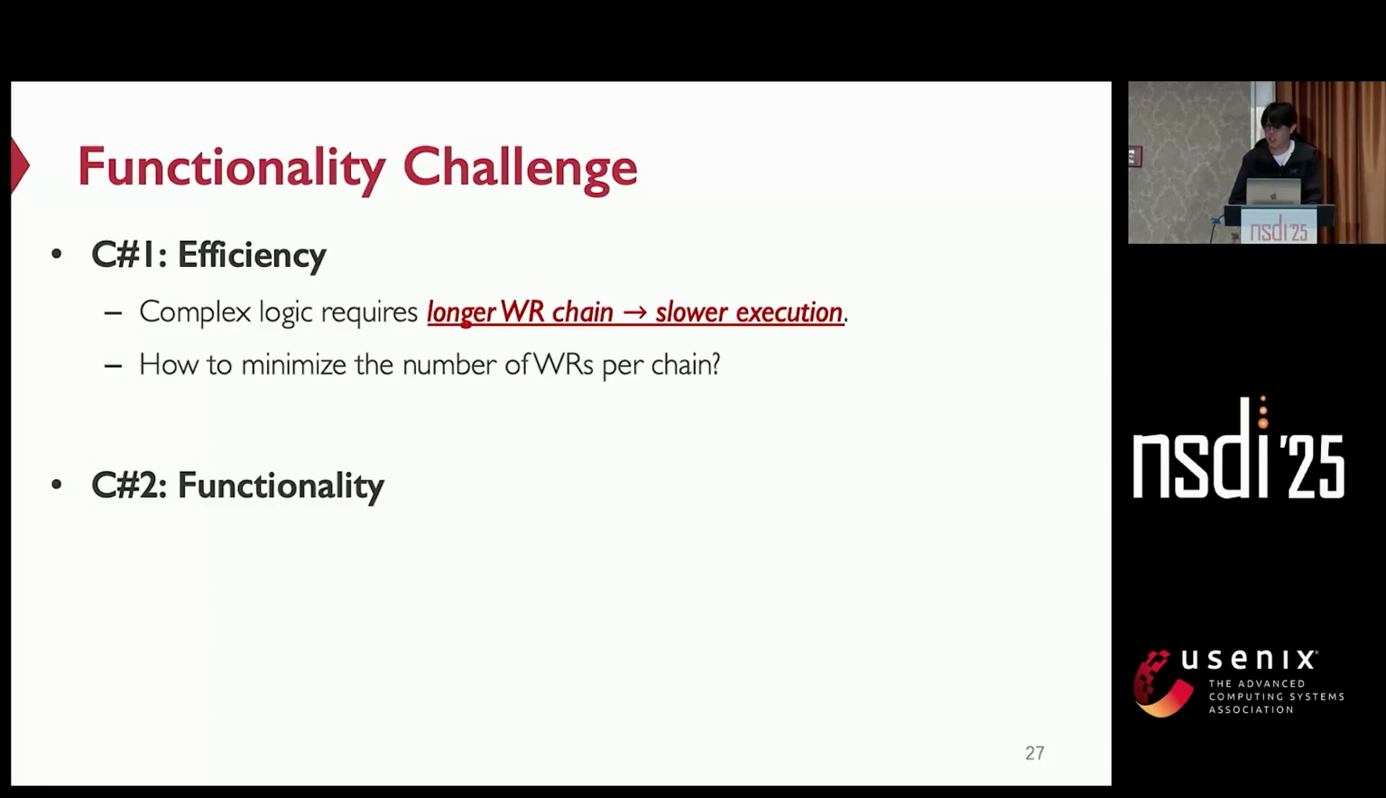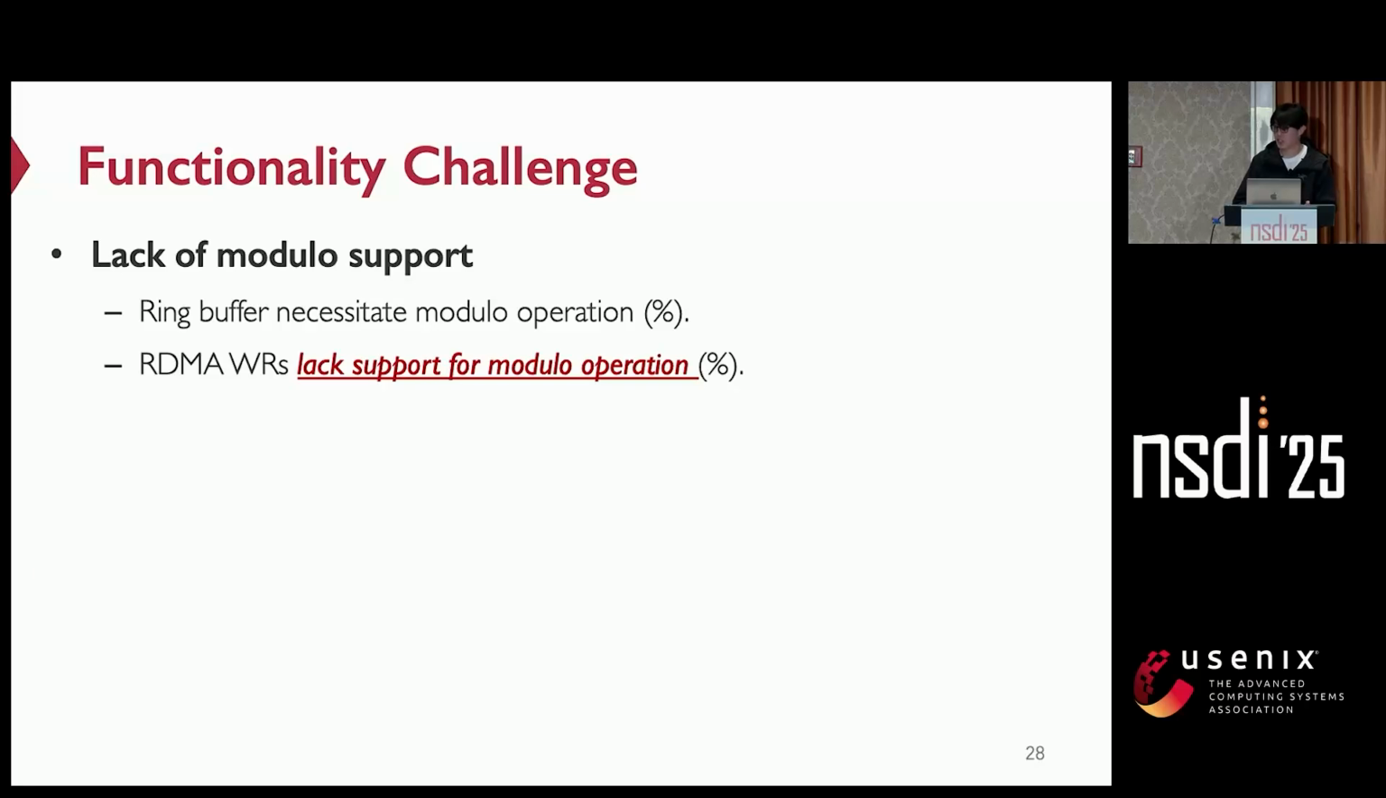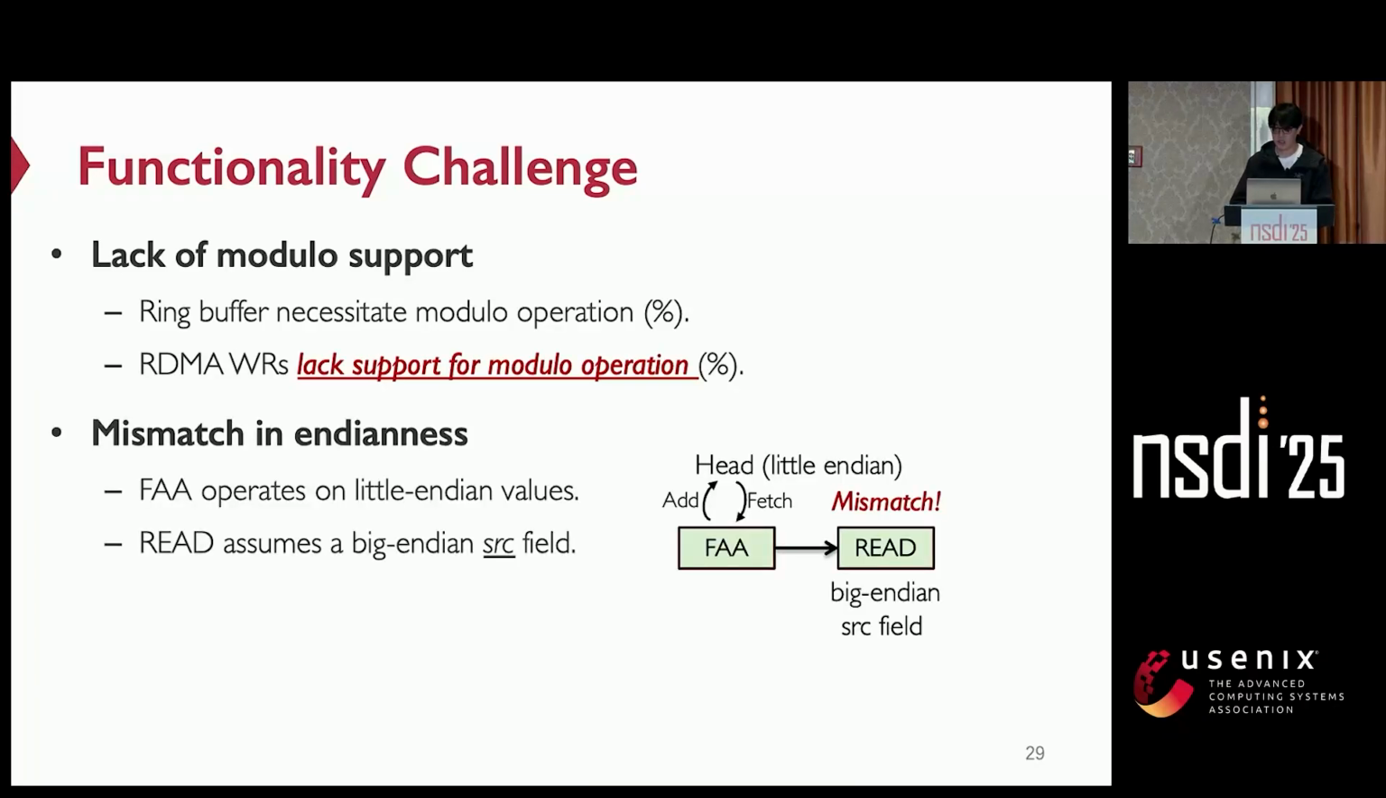The second challenge is the functionality challenge. The memory node side free page queue is actually an array-based ring buffer, which requires a mod operation. However, RDMA lacks native support for mod operation. In addition, the RNIC's endianness mismatches that of the host, meaning that the RNIC cannot directly use its computed value as an address to access host memory.